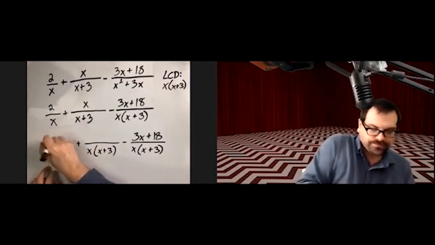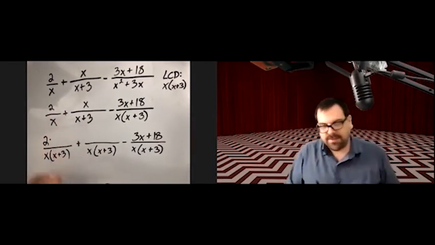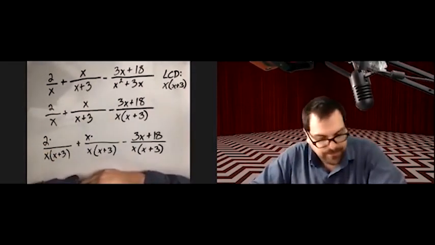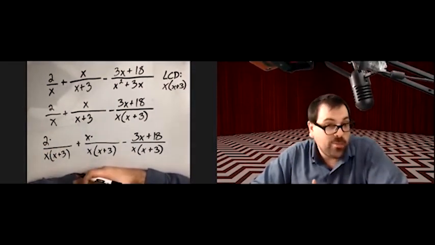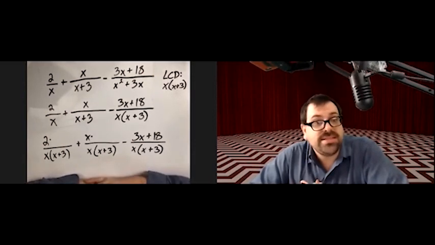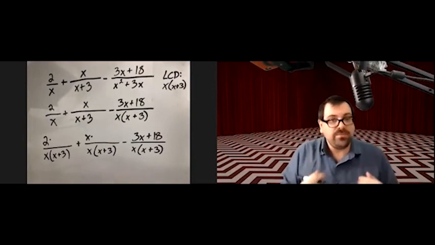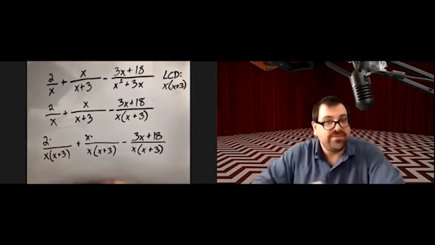Here, we're going to multiply the 2 by something. Here, we're going to multiply the x by something. By what? We're going to look at the bottoms and see what we have now that we didn't have before. And if we didn't have it before, we need to throw it in as a factor on top.